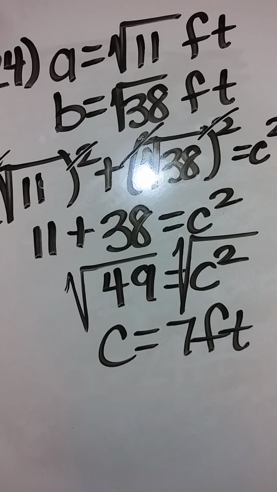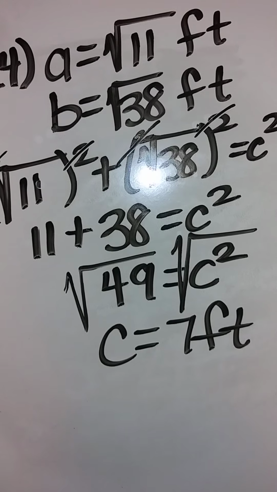And we know 11 plus 38 equals 49. We have to find one number that I can multiply twice to get 49, and that number is 7. We're going to keep just the positive because we're doing a unit of measure.